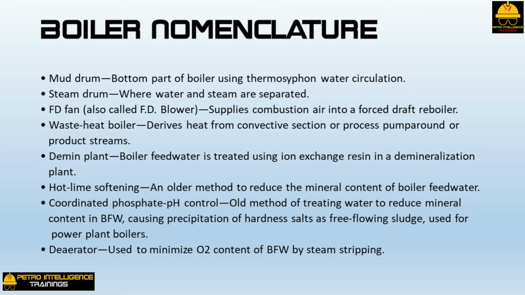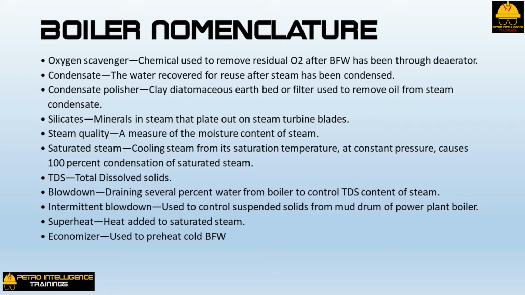Coordinated phosphate pH control is an old method of treating water to reduce mineral content in BFW, causing precipitation of hardness salts as free-flowing sludge, used for power plant boilers. Deaerator is used to minimize oxygen content of BFW by steam stripping. Oxygen scavenger is a chemical used to remove residual O2 after BFW has been through the deaerator.